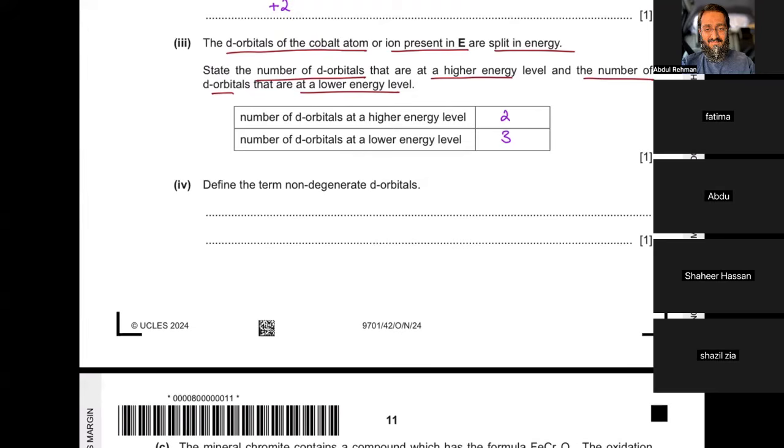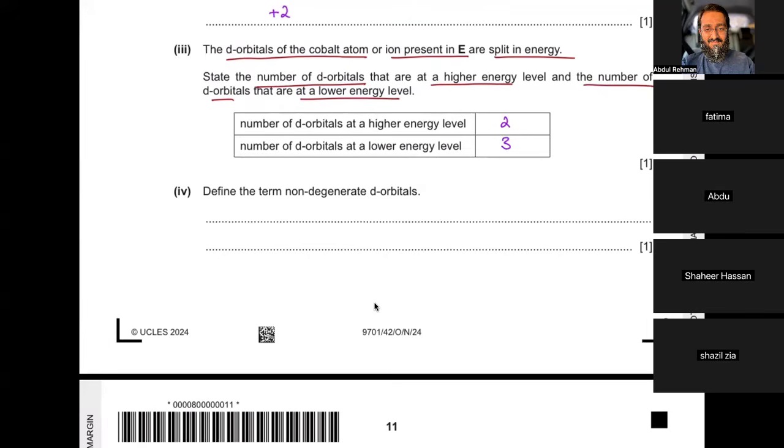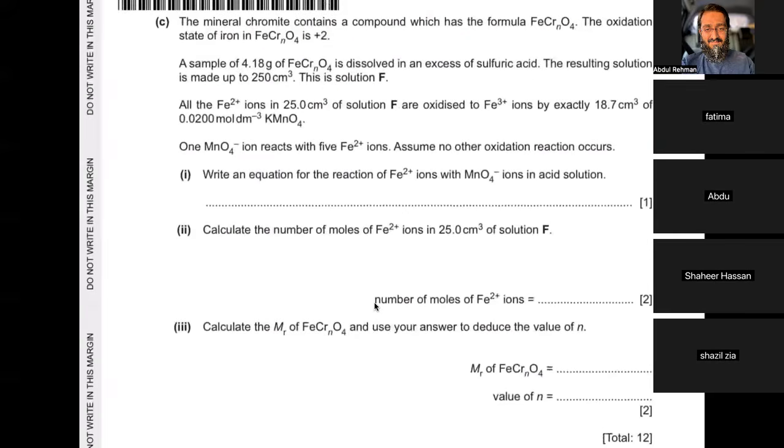Define the term non-degenerate d orbitals. So the non-degenerate ones are those which have different energies, yeah. Orbitals with different energies.